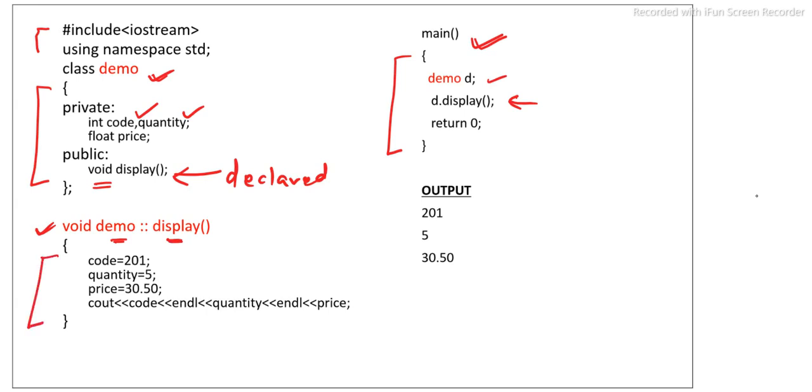Inside the function scope we have taken three variables: code, quantity and price. We can display these variables as output. If you want to display them, you can use the cout statement, and when we execute this program, it will show the output as 201, 5 and 30. So this is the main syntax, showing how the display function is defined outside the class. We can execute this program using the scope resolution operator. Thank you.